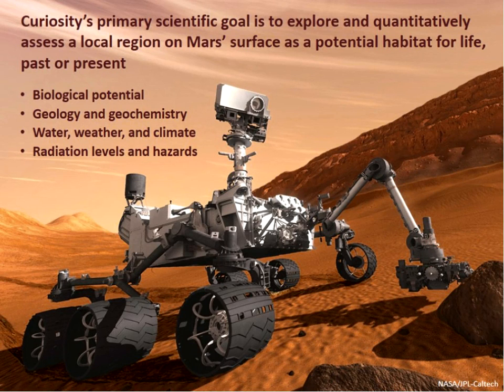So what it says on this slide here is our primary scientific goal is to explore and quantitatively assess a local region on Mars' surface as a potential habitat for life. And so what do we mean by a habitat? Well, we want to understand whether something could have lived there. That's sort of what a habitat means. And so we want to understand whether there were the right ingredients for life, the kind of carbon-containing molecules that are in all of our cells, and all the other chemical elements that life uses.